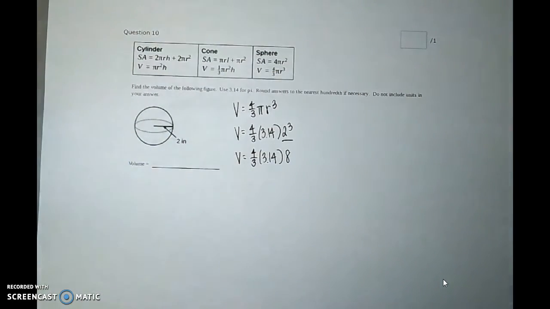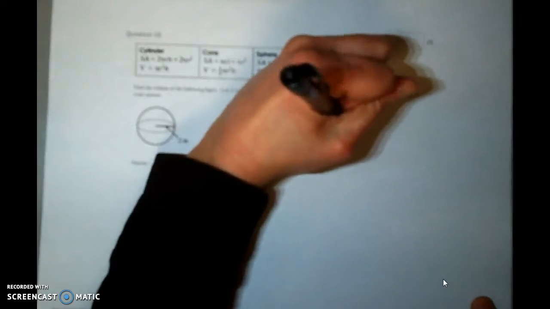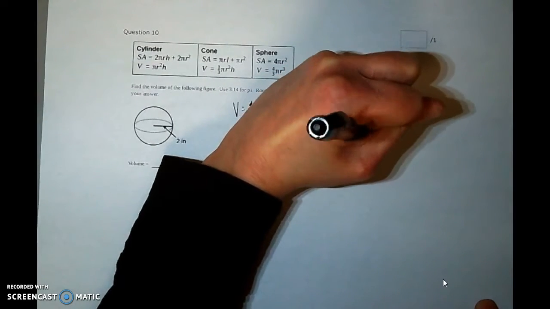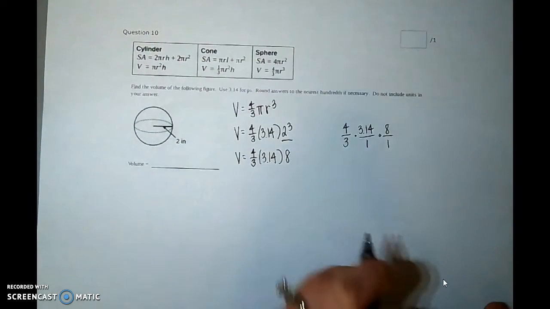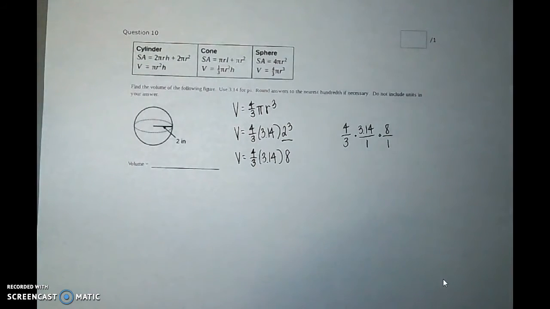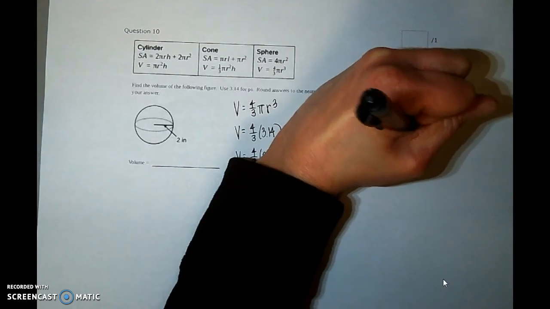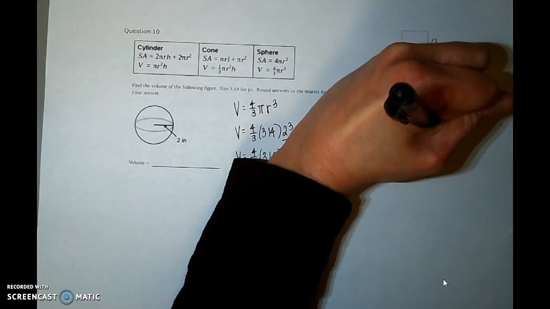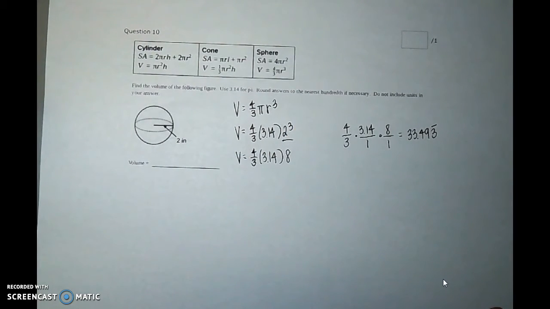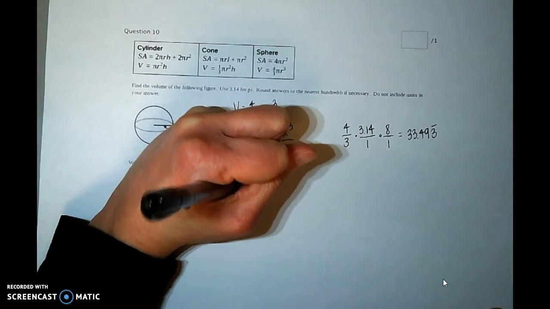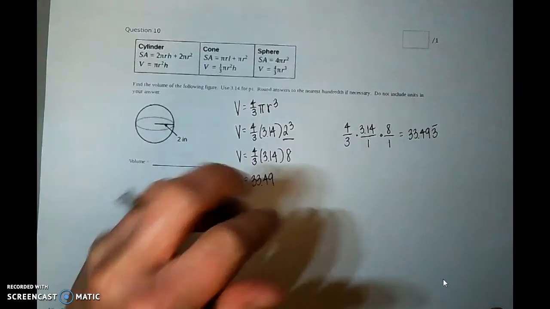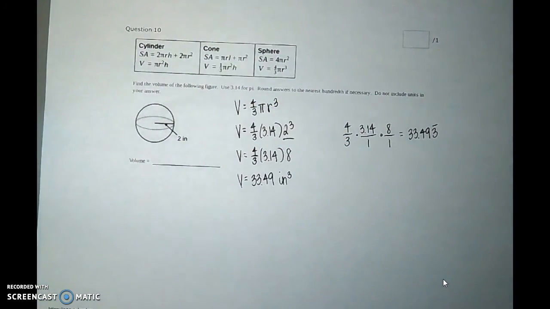Now in this case, because I have 4/3, I have to do a little bit of fraction math. So I'm going to write my second 2 numbers as fractions over 1. And then I would multiply across the top, and then divide those numbers by 3. And when I do that, that ends up giving me 33.493 repeating, but since I need it rounded to the nearest hundredth, my answer is going to be volume equals 33.49, and my units in this case are inches cubed because I'm dealing with volume.